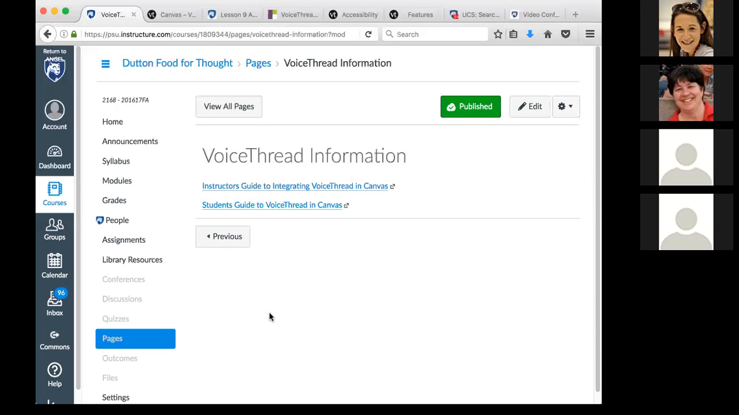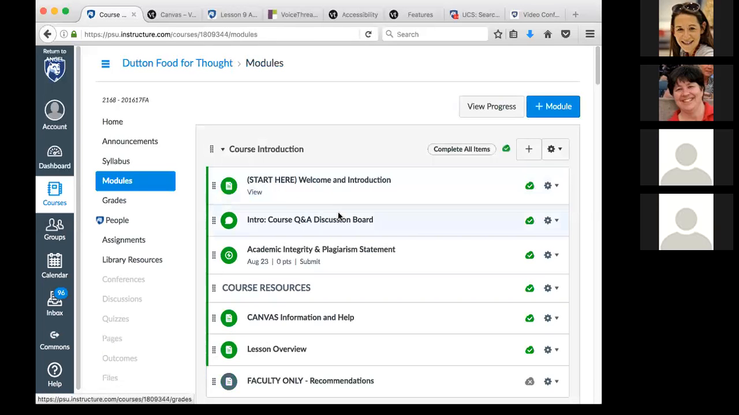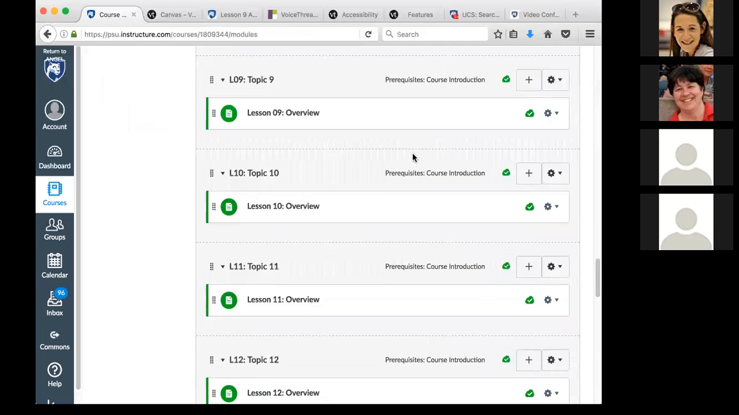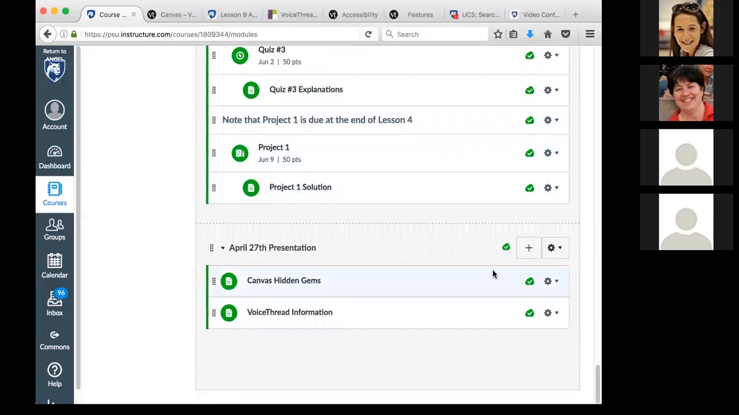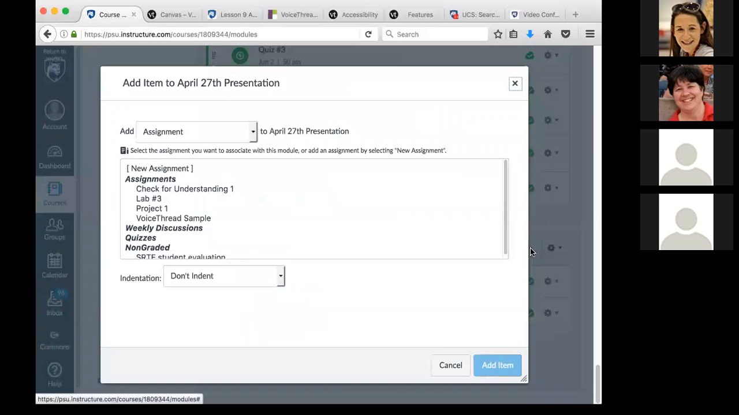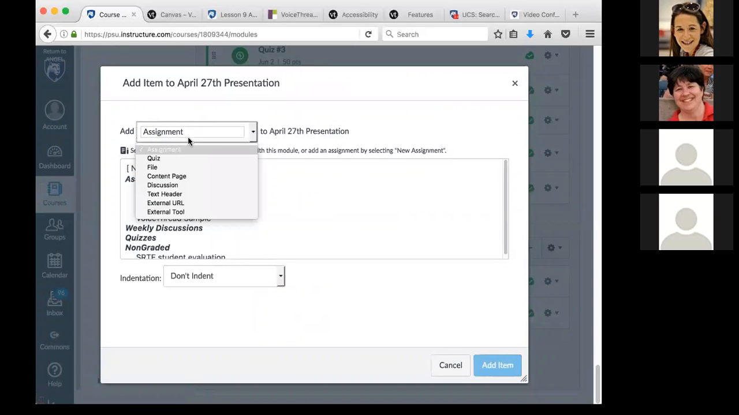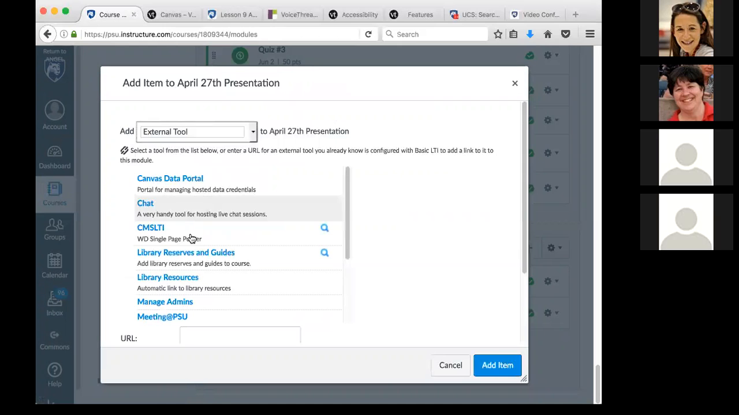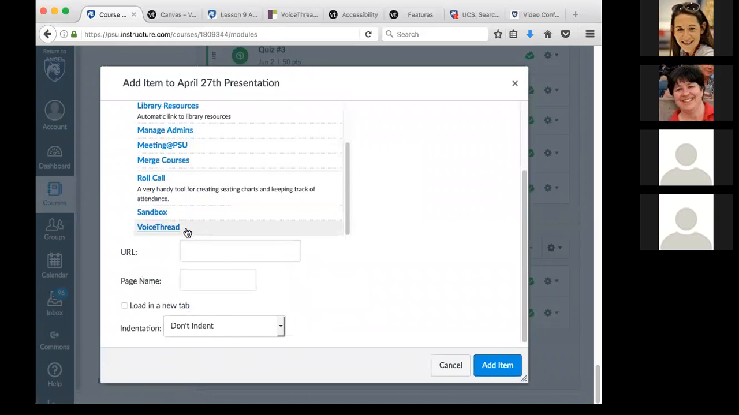What I'm going to show you right now is adding VoiceThread to your course and setting up a VoiceThread link. I'm just going to hop into modules here and show you an example for a non-graded activity for a VoiceThread. Basically you go to your modules, and I'm going to pop it down to where we are today for the presentation. We're going to do add content, then add external tool. You can select various tools, and you may have used different ones, but we're going to choose VoiceThread.